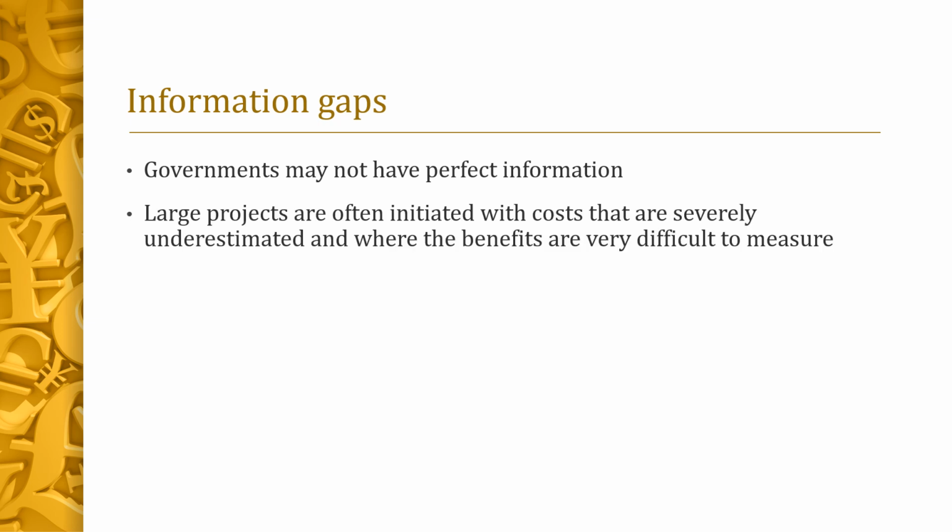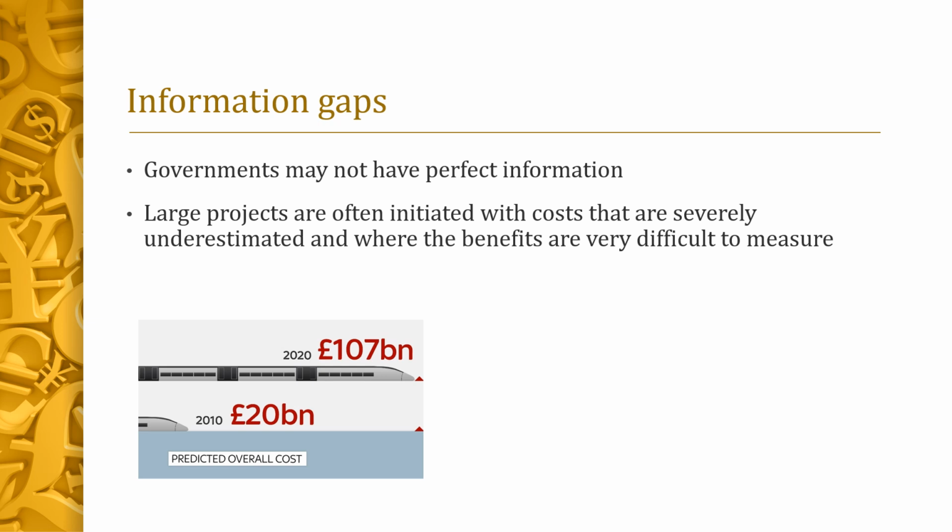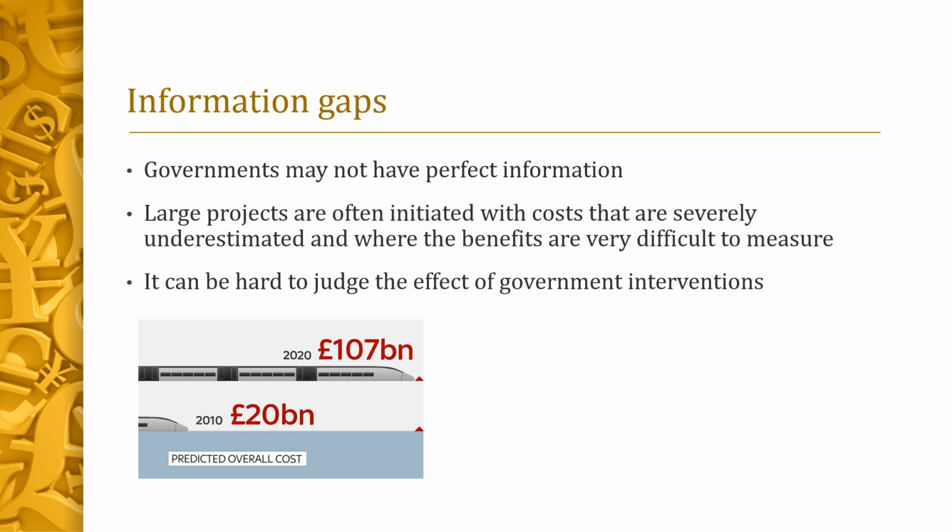Like other economic groups, governments may not have perfect information when they take decisions. Large projects are often initiated with costs that are severely underestimated and where the benefits are very difficult to measure. If we look at HS2, for instance, the cost expectations blew out from 20 billion to 107 billion between 2010 and 2020. It can also be hard to judge the effect of government interventions.